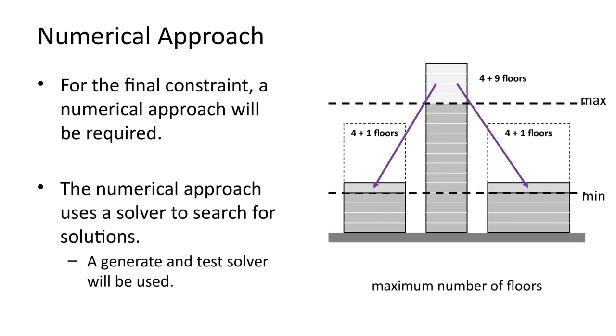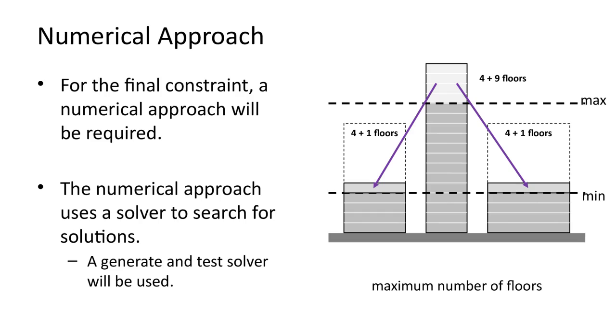A third constraint can now be added to the procedure. This constraint will limit the maximum number of floors. However, solving this constraint is more difficult. So far, we have used a procedural approach to find solutions to the constraints. In this case, a numerical approach will be required.